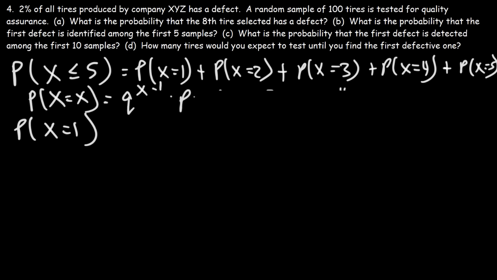So this is going to be 1 minus, now keep in mind q is still 0.98 and p is 0.02. So this is 1 minus 0.98 raised to the 6th power. And that is going to be 0.11416. So there is approximately an 11.4% chance that a defective tire will be identified within the first 6 samples. Now, let's move on to part B.